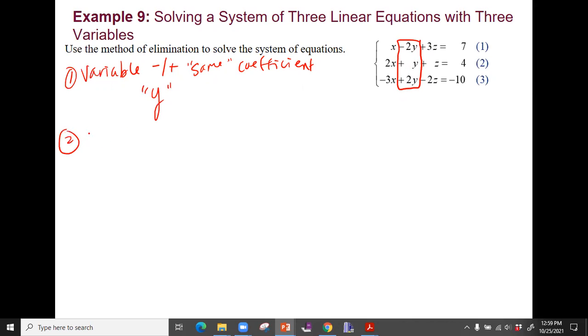Second, you're going to choose 2 equations and eliminate. So the first 2 equations that I'm going to work with are 1 and 3. And the reason why I'm going to work with 1 and 3 is because there's not any manipulation to y that has to take place. Do you see that? My y should automatically eliminate once I combine them.